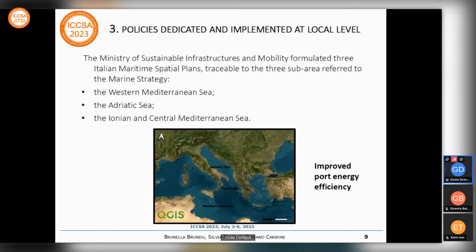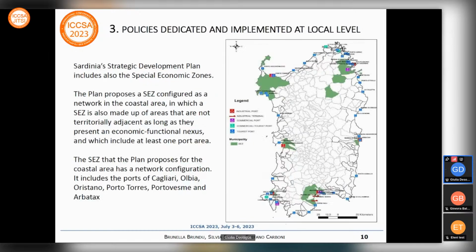The general objective of the region of Sardinia is sustainable development in compliance with the United Nations 2030 Agenda and the national and regional strategy for sustainable development. And while focusing on Sardinia marinas, the island's strategic development plan of 2021 also includes the special economic zones.